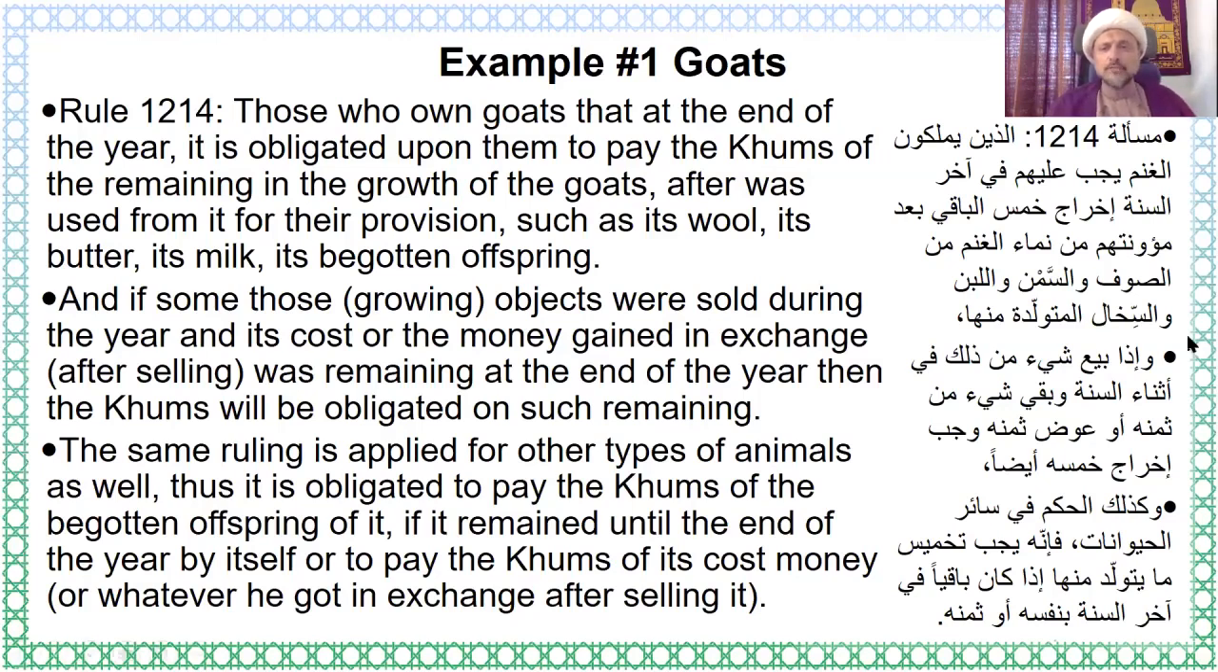So ruling number 1214. الذين يملكون الغنم. Those people are owning the goats. يجب عليهم في آخر السنة إخراج خمس الباقي بعد مؤونتهم. They have to take the khums out of it at the end of the year. Okay? The remaining. بعد مؤونتهم.